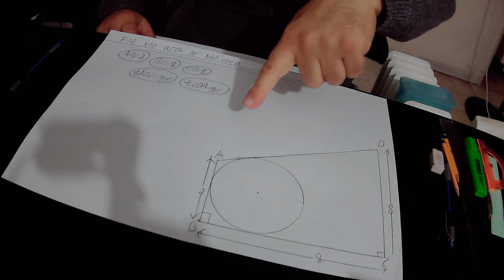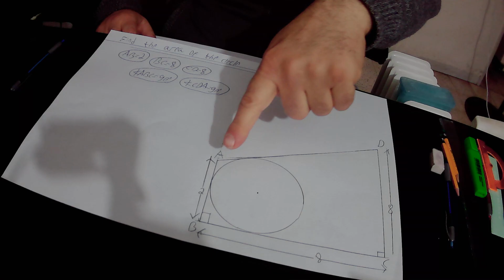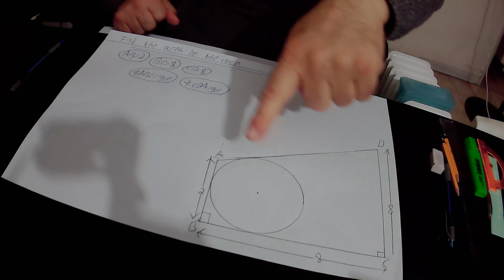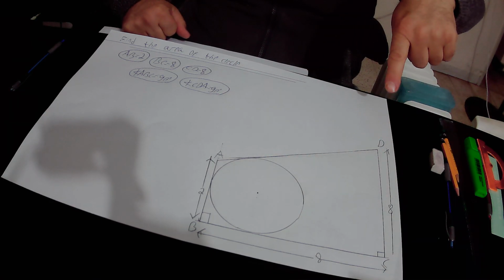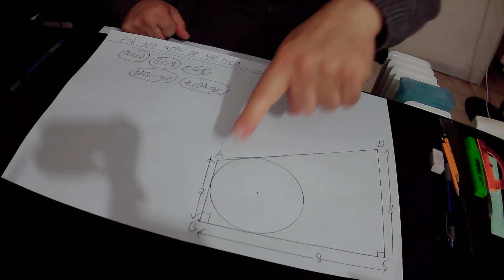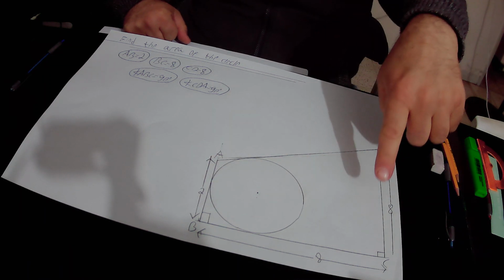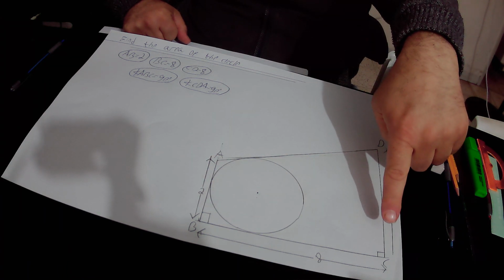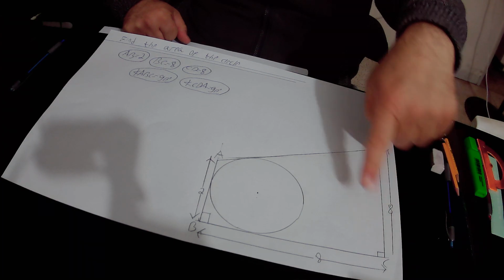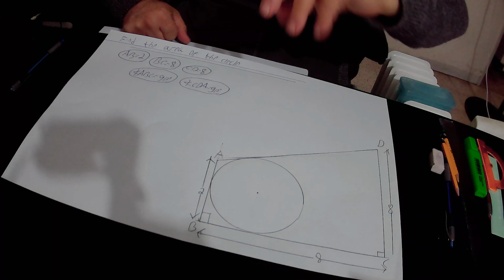In addition, we know that side AB of this quadrilateral ABCD equals 2 units in length, side BC equals 8 units, and side DC also equals 8 units in length. This is angle ABC, which equals 90 degrees. And this is angle DCB, which is also a right angle. Again, our mission is to find the area of this circle.